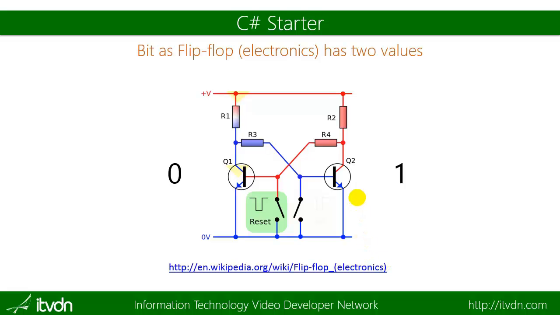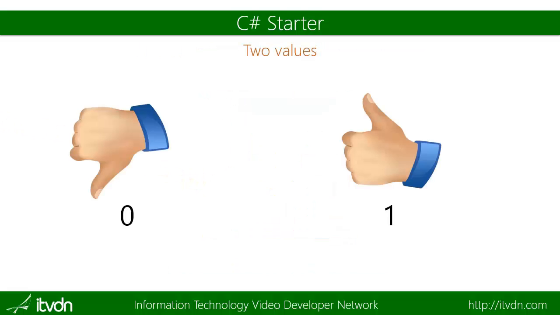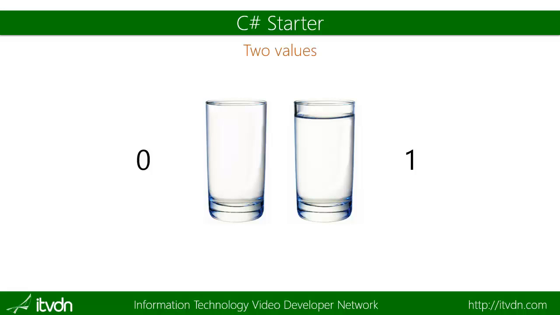Now, let's move on to the meaning of these two values or two states, and I'll give you some more examples. When we are talking of two values, we can have a thumbs down or a thumbs up. These are two examples of what two values can mean. Let's imagine that 0 is thumbs down, 1 is thumbs up. In this case, we have a full glass of water representing 1 and an empty glass of water representing 0. So this also gives you an idea of what a bit does.